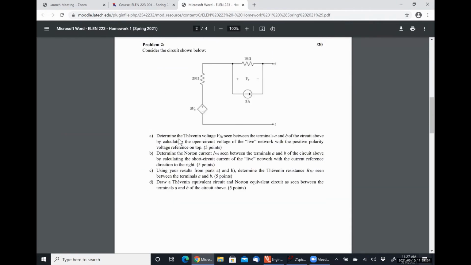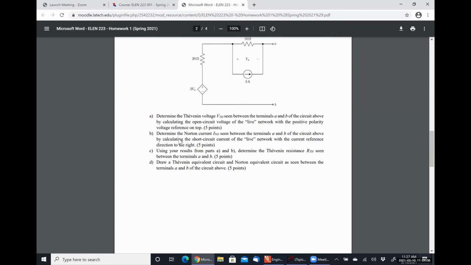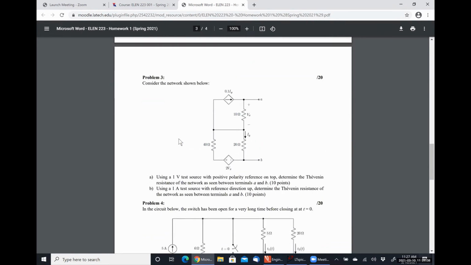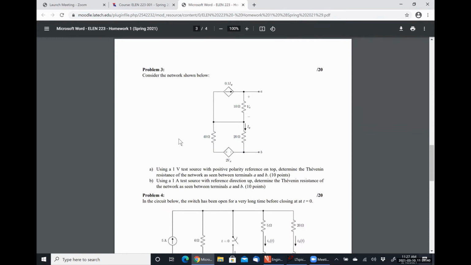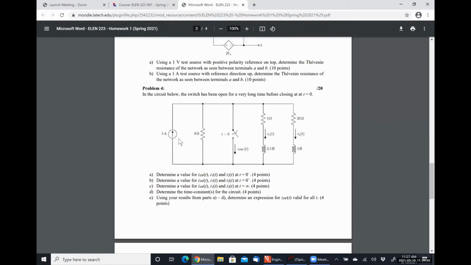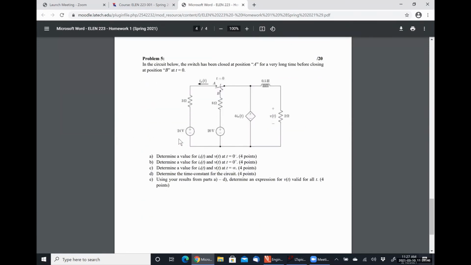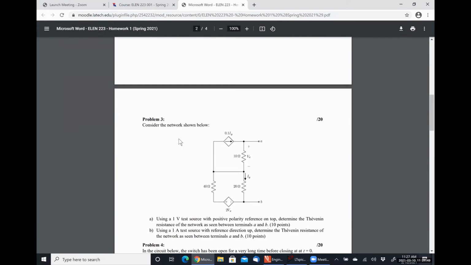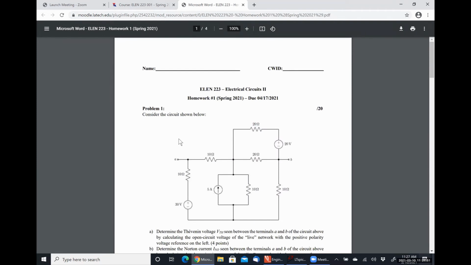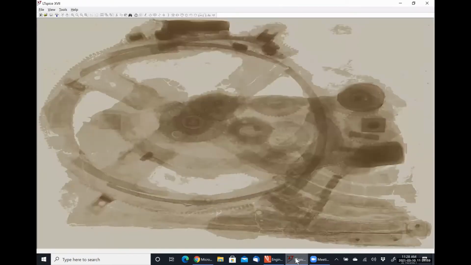Problem 2, more Circuits 1 type stuff, except you have a dependent source. More dependent sources. This time it's using test sources to figure out what's going on. And then we have some RL and RC circuits where you have to do some manipulation. So very, very simple stuff, nothing more difficult than you were asked to do in Circuits 1. I want to take a moment to show you how you can use LTSpice to check your answers, okay?